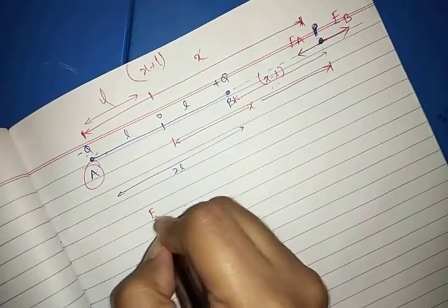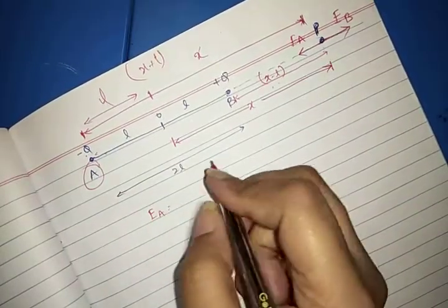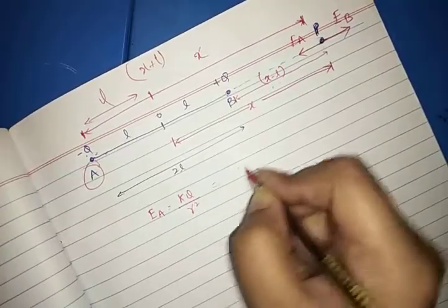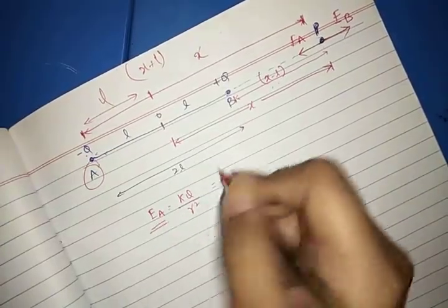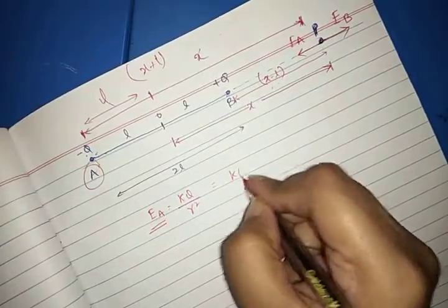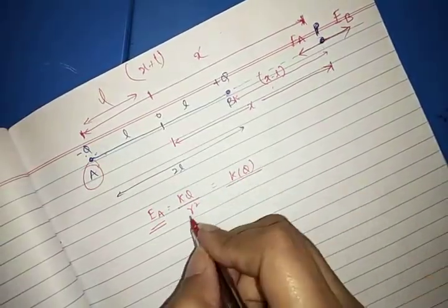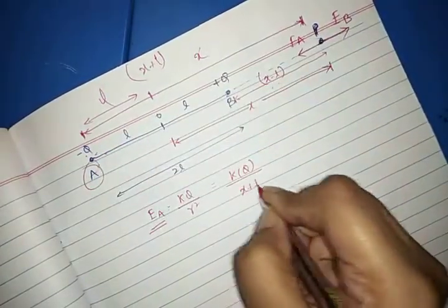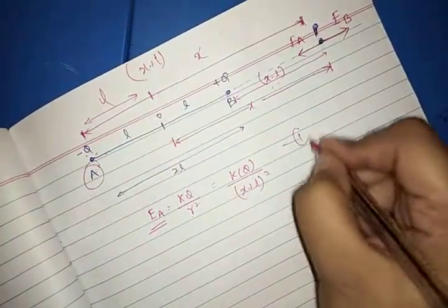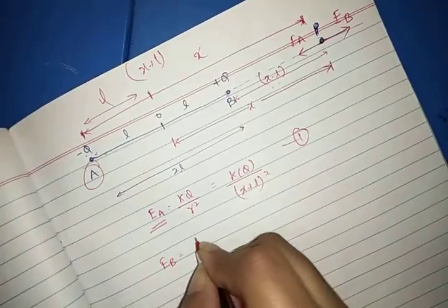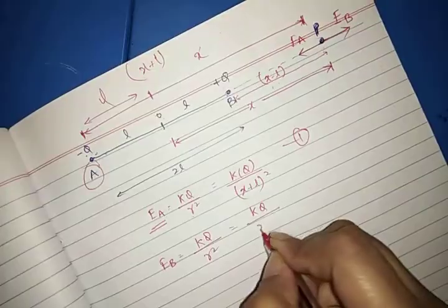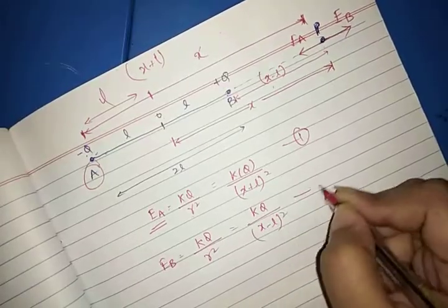Now from the definition of electric field intensity, it is kq upon r square. So here q is what? Q only. R is the distance, so EA is kq upon x plus L whole square. Equation number 1. For EB, applying the same formula, kq upon r square, so it is kq upon x minus L square. Equation number 2.